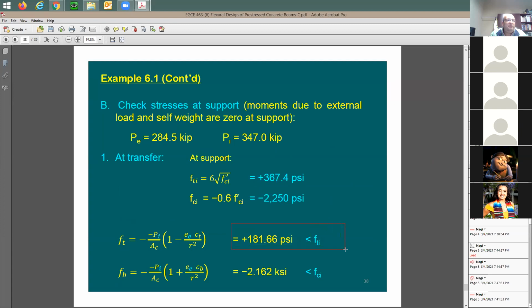Or tension at the time of transfer. Or compression at the time of transfer. Which one is controlling our choice of 16.13? Compression at time of transfer.